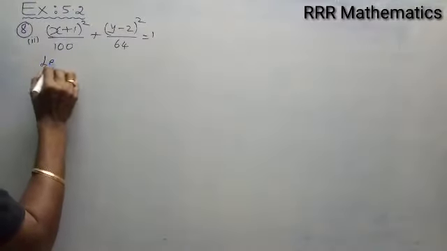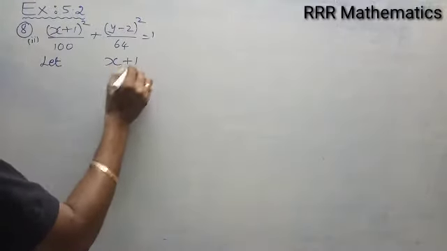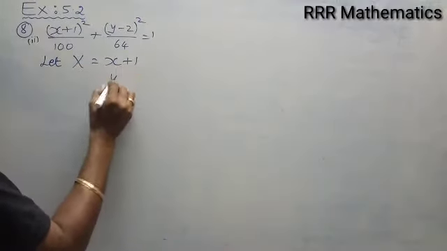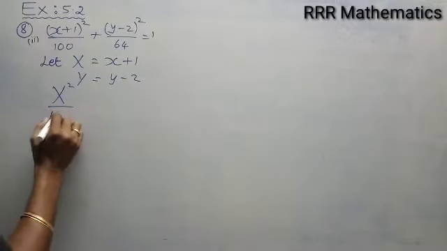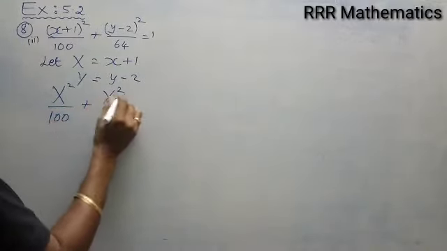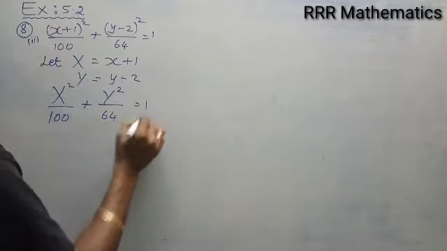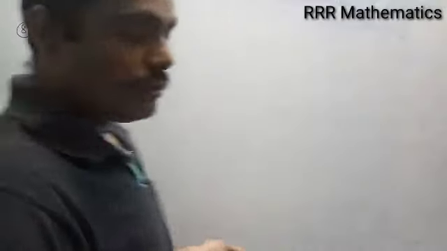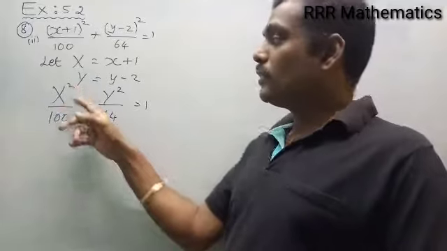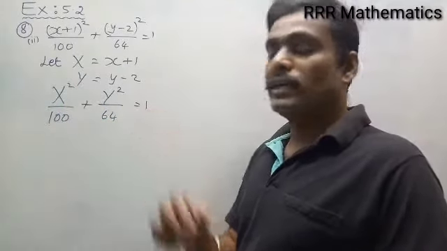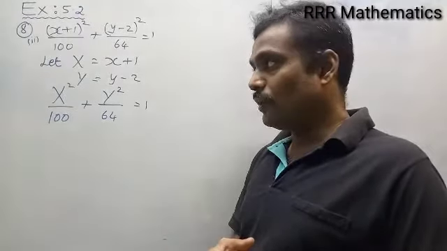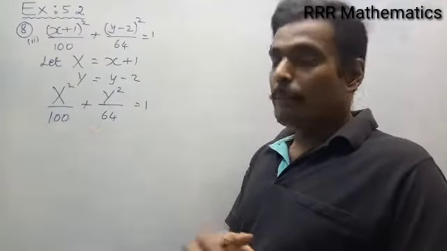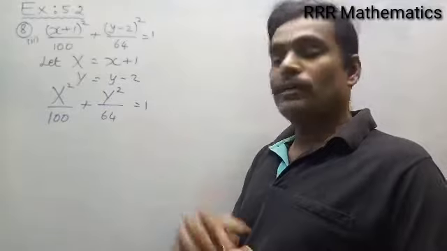When you replace this x plus 1 as capital X and this y minus 2 as capital Y, then the given equation becomes capital X square by 100 plus capital Y square by 64 equal to 1. This equation is in the form of x square by a square plus y square by b square equal to 1. This is an equation of the ellipse in standard form.